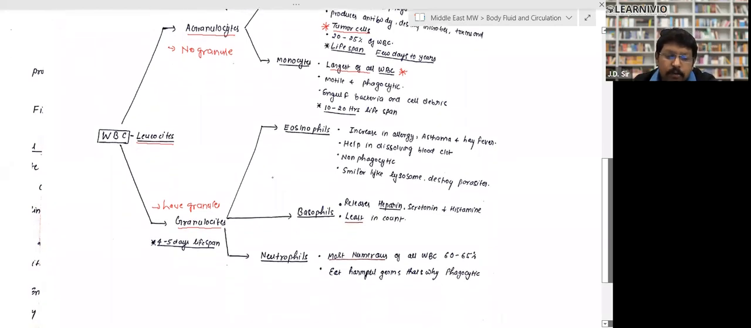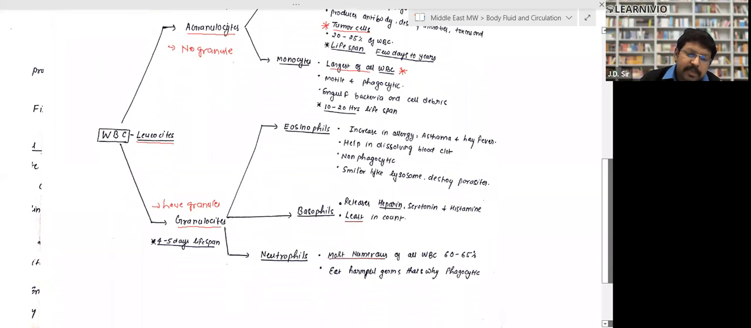Now come to the granulocytes. Granulocytes have been further divided into three categories: eosinophil, basophil, and neutrophil. Eosinophils increase in allergy, asthma, and hay fever. It is important: they help in dissolving blood clots. They are non-phagocytic. Similarly, like lysosome, they destroy the protist.